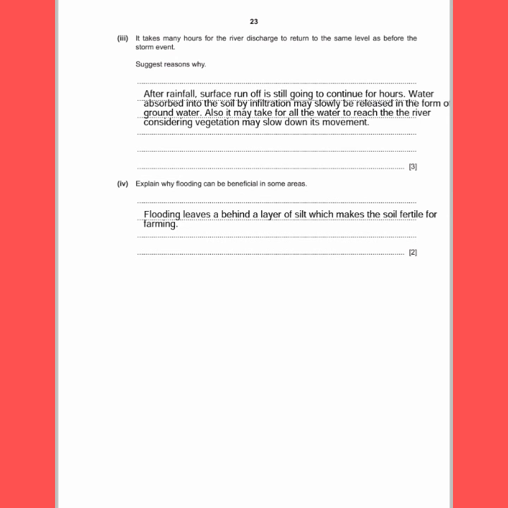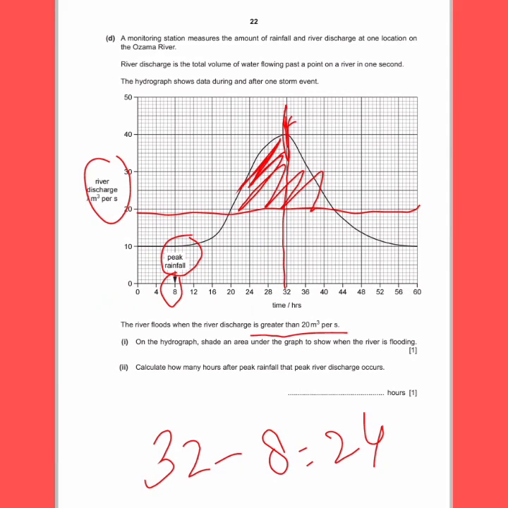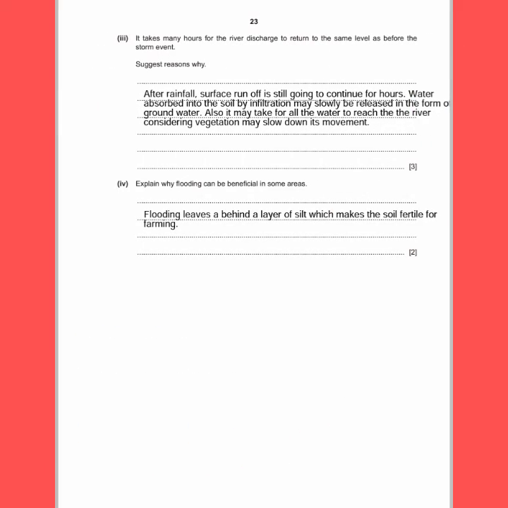Then of course you have the idea that even after rainfall you have the water still moving, runoff continuing for hours, and vegetation can slow down its movement, but eventually it is gonna make its way towards the river, but it's gonna take some time. You're gonna get marks to write the different processes because of which it's gonna take time, and those processes are interception, throughflow, groundwater flow, surface runoff.